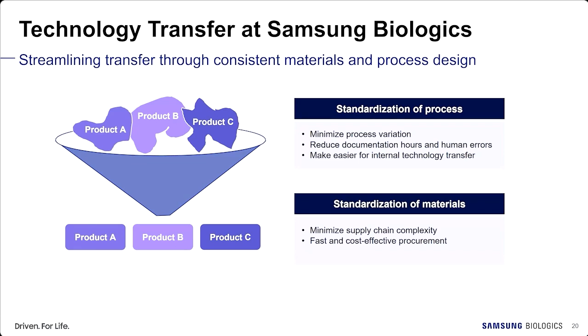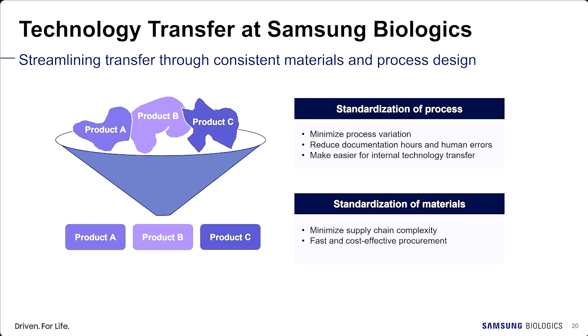Process conditions are dependent on the development of each product, so they could have a large variation, and this variation of complexity could reduce the efficiency of technology transfer and could lead to increased human errors. Therefore, Samsung Biologics standardizes the process control strategy and the list of control parameters as much as possible. It minimizes the process variation between products and reduces the documentation timeline and human errors.